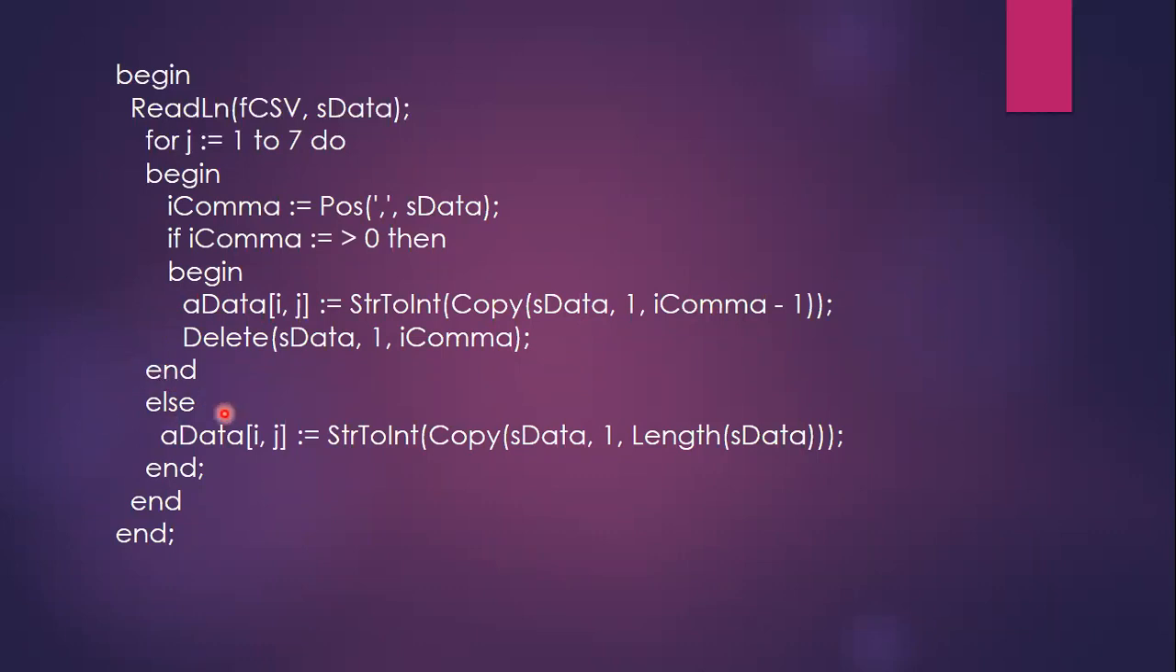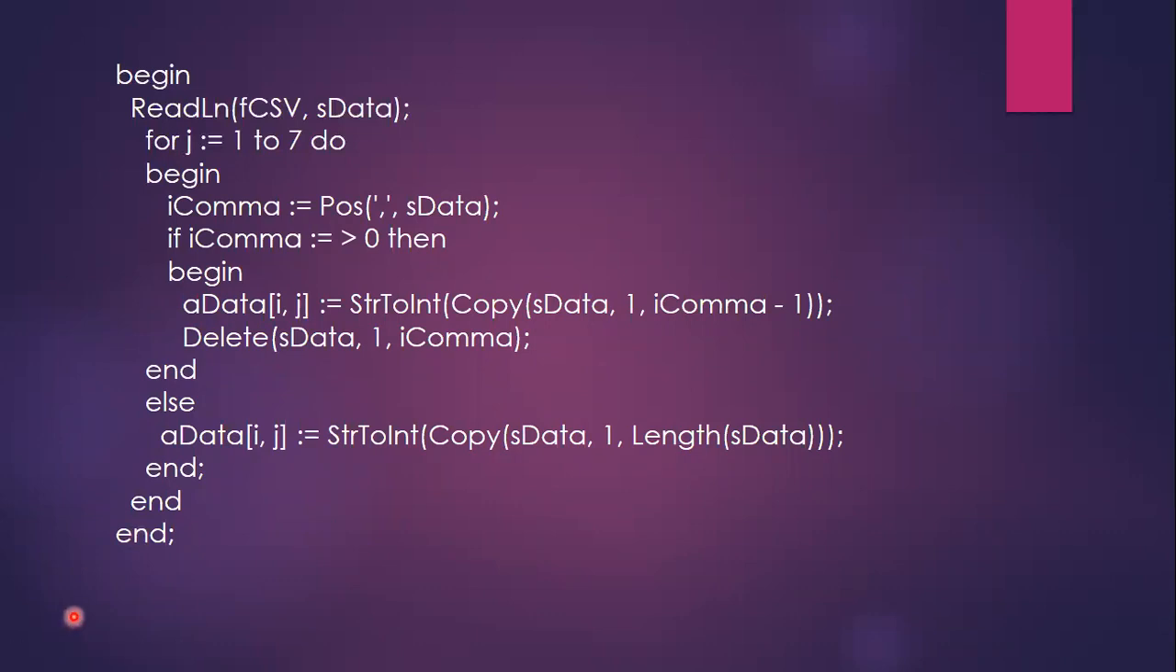Else, if it was false, then you're going to say S data from position 1, and you're going to find the link. So it's going to keep shifting and keep going through your loop, looking for the comma, copying and deleting, copying, delete, copy, delete, and writing it to A data, I and J. And when it's on the last one, remember, else, it's going to find the length of S data, and it is going to copy it and assign it to the last A data. Okay, so that's not too difficult.